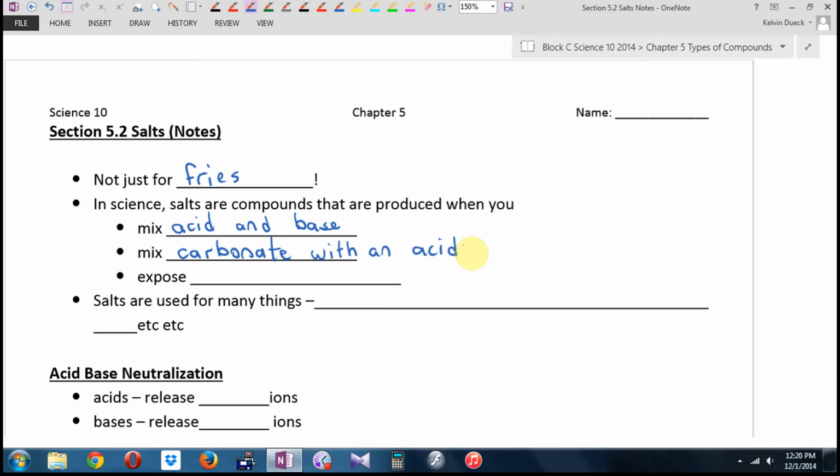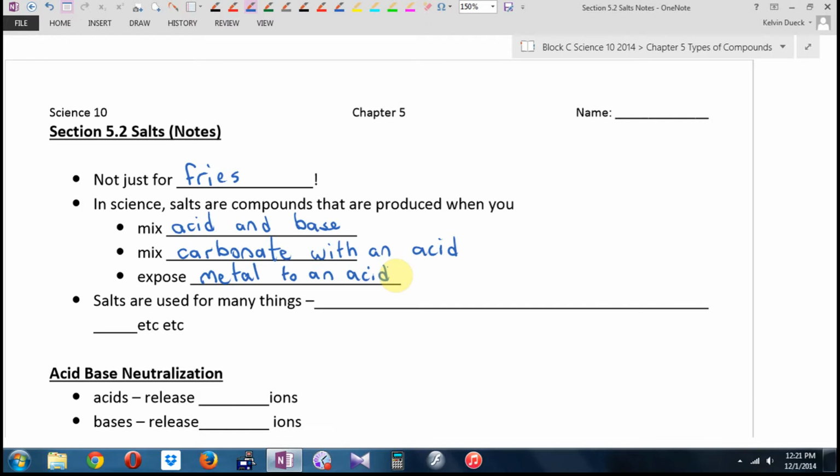If you mix it with an acid, one of the outcomes will be a salt. And the third way that you can get a salt is to expose metal to an acid. What's the common compound throughout all three of these? Acids. How can you recognize an acid? Starts with an H, but keep an eye out for the weird one. Okay, so it's hopefully tying together with what we've already done.